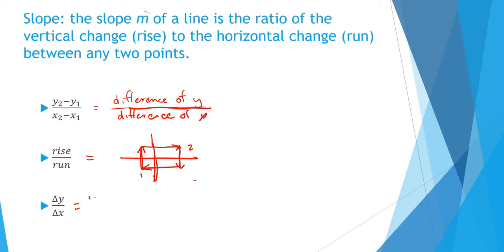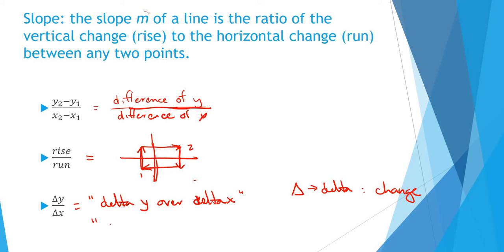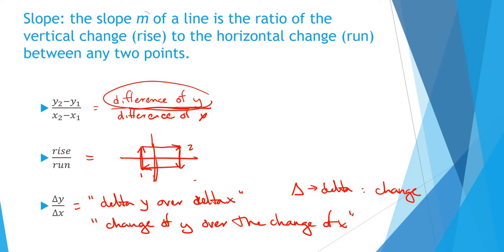The last one is called delta y over delta x. So this triangle shape is the Greek letter delta. And in Greek, we use that word to mean change. So another way to read this is the change of y over the change of x. And the difference of the y values is the same as the change in y. How much did y change from one point to another? So those are 3 different ways of looking at slope.